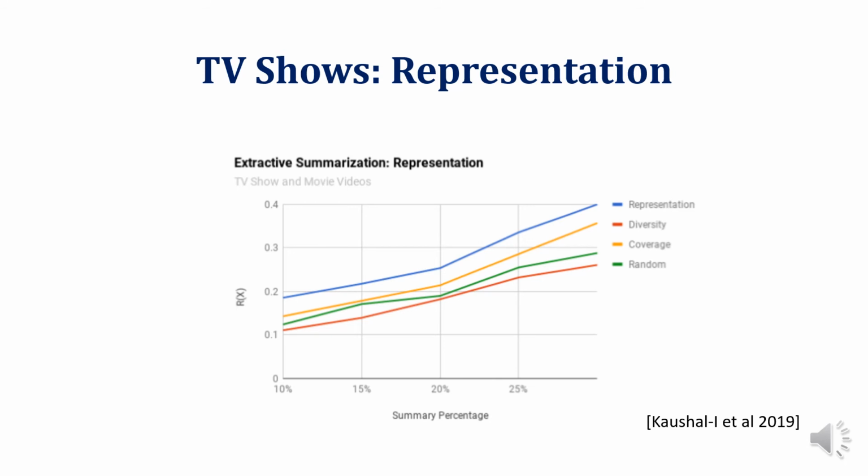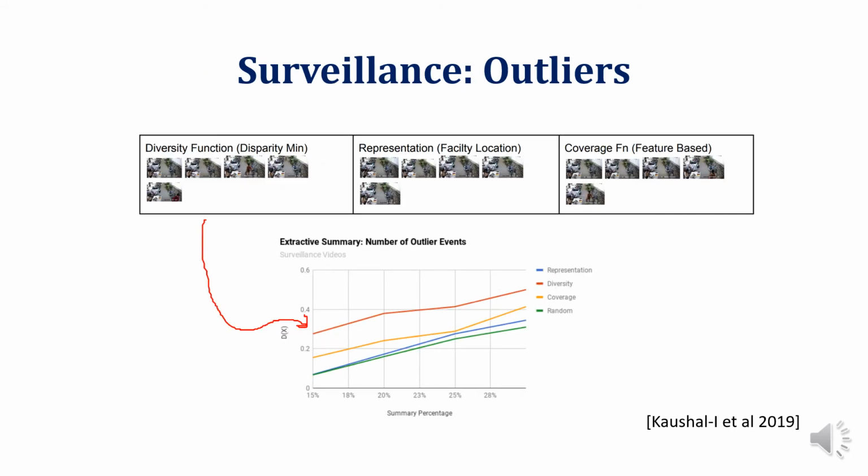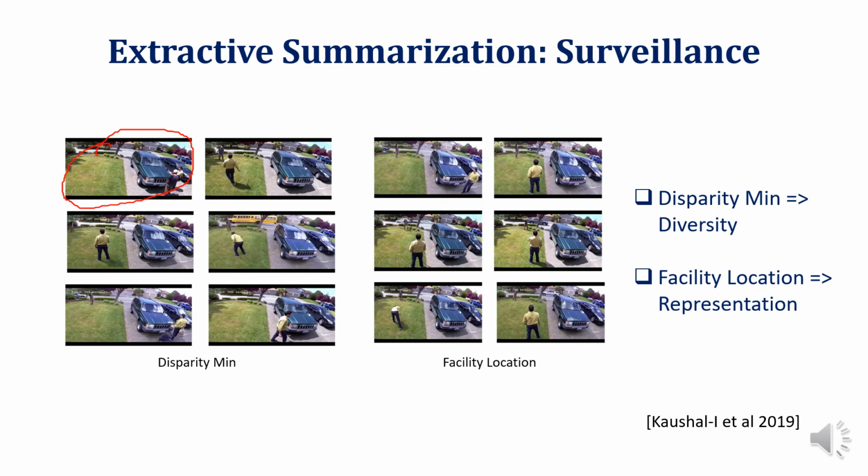You find that that's very useful for TV show summarization. For example, for another use case, surveillance. Now, surveillance, you would probably want to look at diversity more, and that's exactly the case, because if you were to look only at representation and coverage, you would not find the anomalous cases, the outliers, which probably are the most important set of frames to discover.